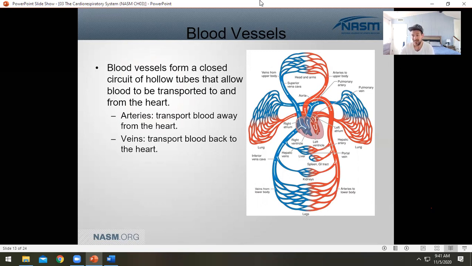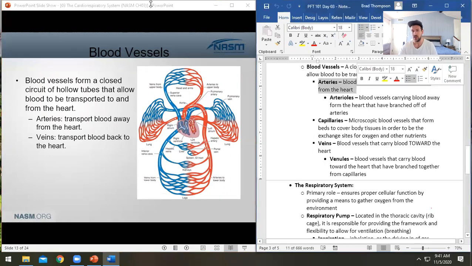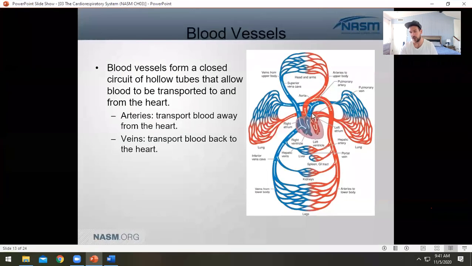So we memorized it in twos earlier, right? We've got our atriums and we've got our ventricles. Well, now we've got two more categories, which are in your blood vessels. Blood vessels are a closed circuit of hollow tubes that are transporting blood either to or from the heart. The blood vessels that are carrying blood away from the heart, these are your arteries. If blood is traveling away from the heart, like in this example here, traveling up and out around the body, right?